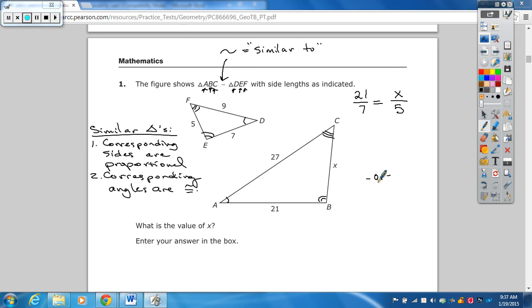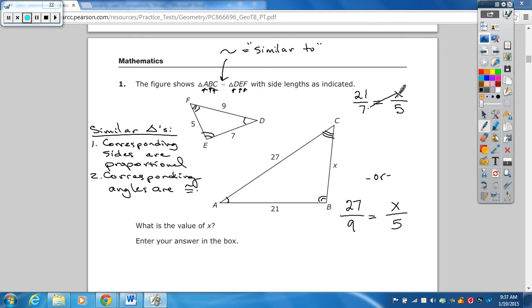Another proportion you could use, if I start with AC, AC you see is the longest, which is 27. AC would correspond with DF, which is 9. And then I come back here, x is to 5, just like we did on the previous one. Either one of these proportions solved will give you the correct answer.